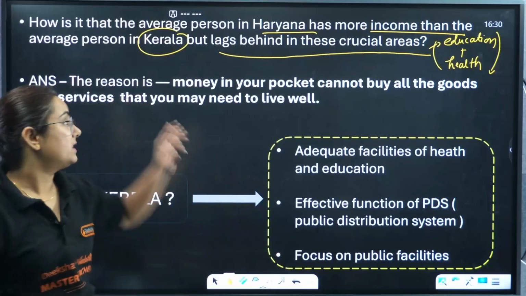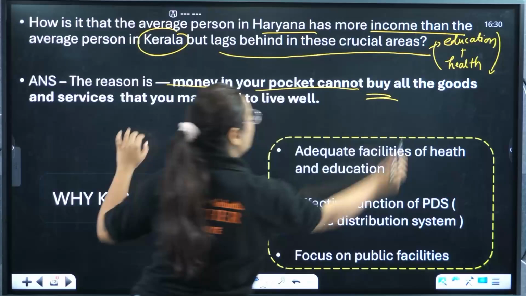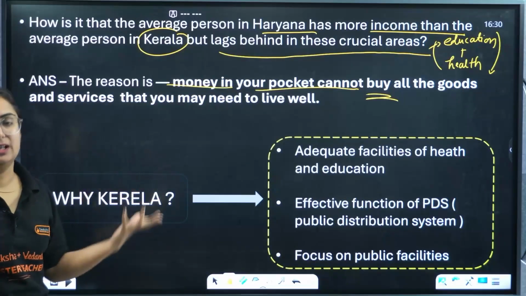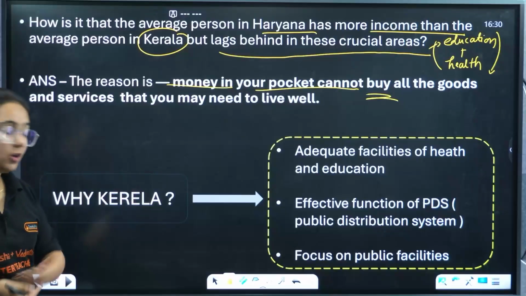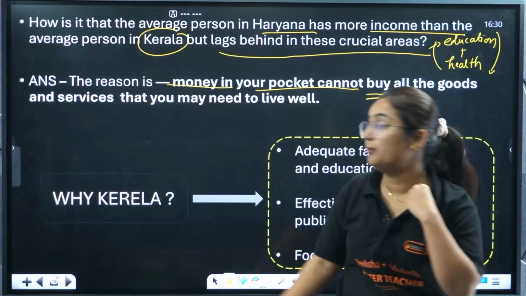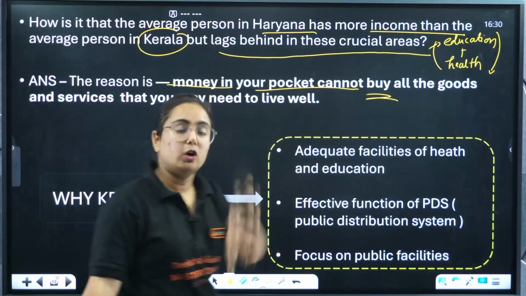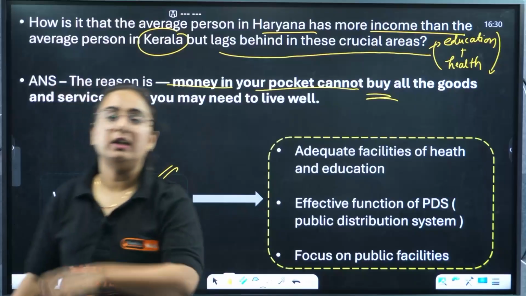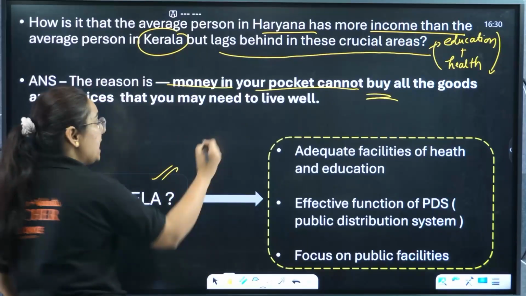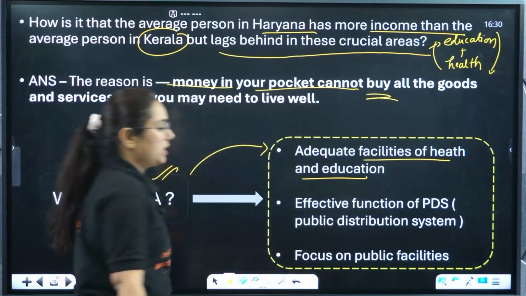The answer is very clear, beta: money in your pocket cannot buy all the goods and services that you need to live a good life. Haryana had money, but they could not do it. Then why Kerala? What is the reason that Kerala has a good literacy rate and good health facilities in comparison to Haryana? Because they worked adequately on facilities like health and education.